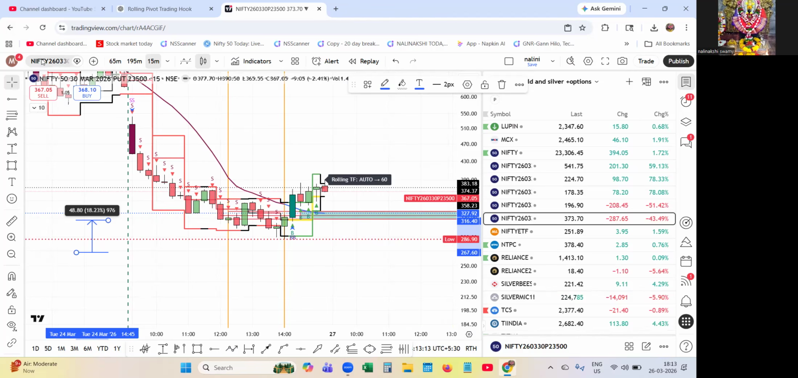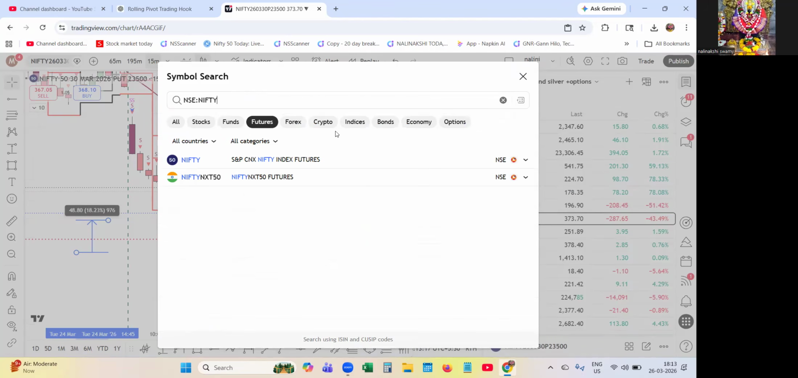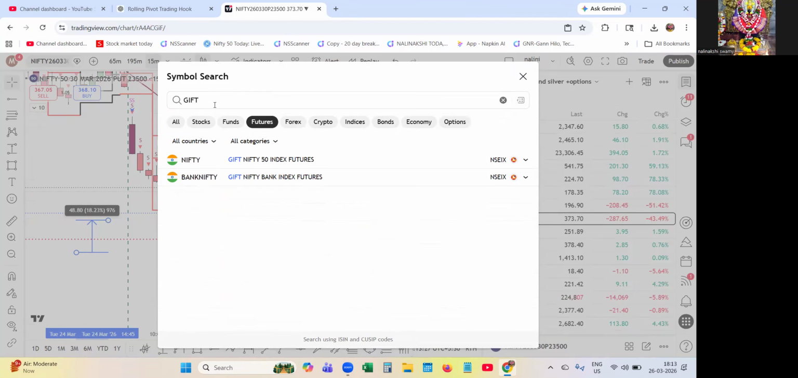Now, since the market is closed, you can go and do the same thing on Gift Nifty futures. Let me type Gift Nifty, and we can see what it has done for the Gift Nifty.